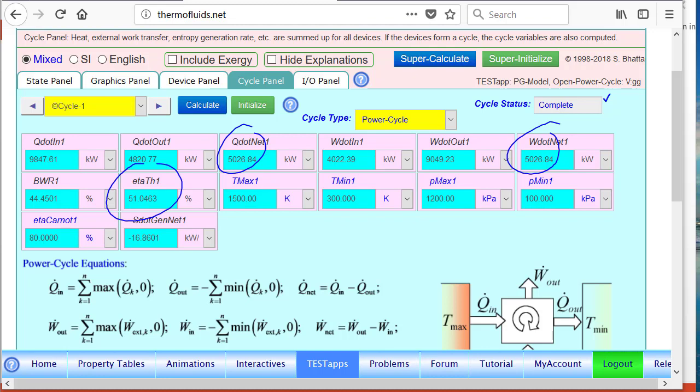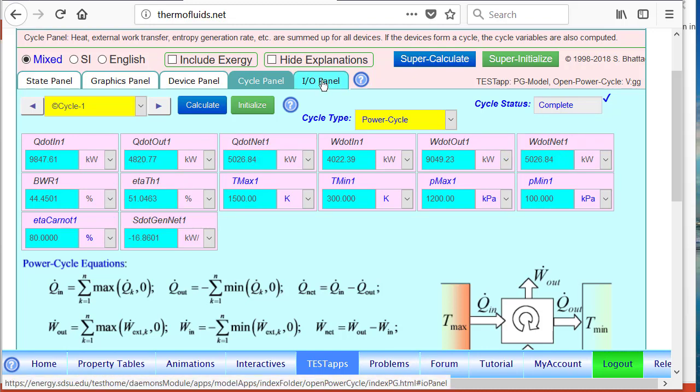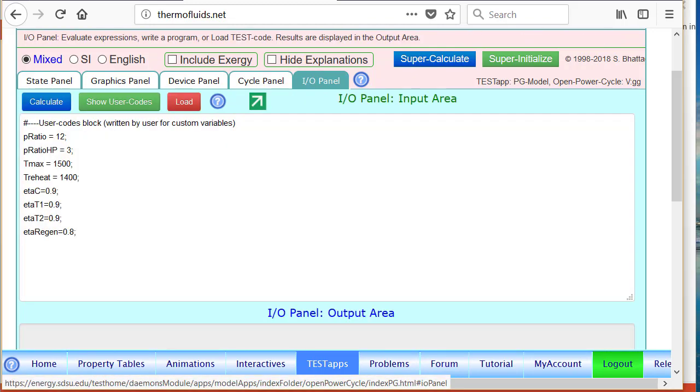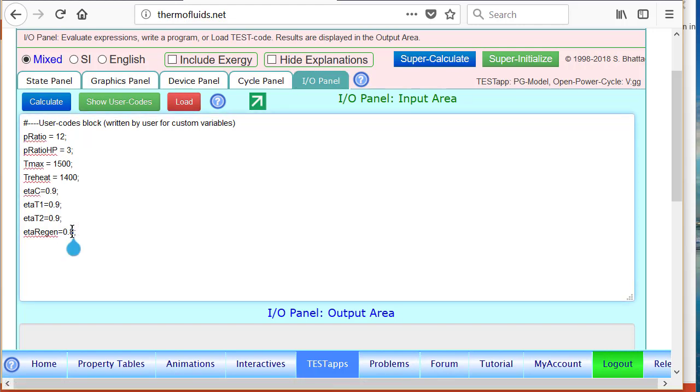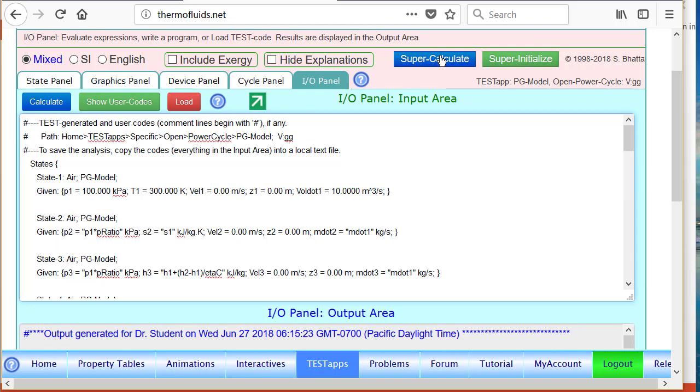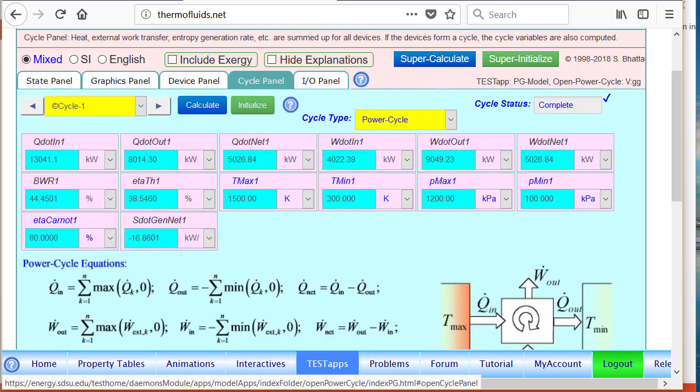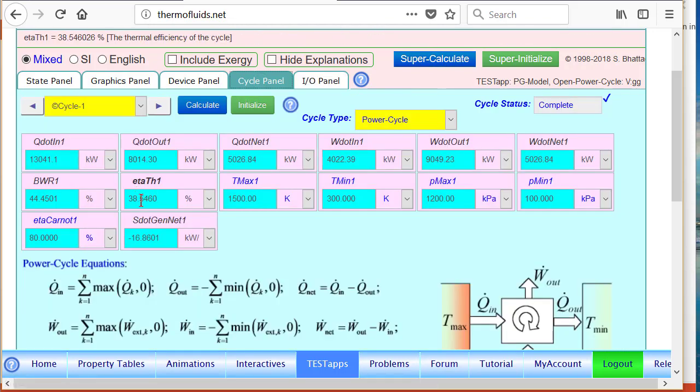To do a parametric study, it's quite simple. We can just go to the I/O panel, and suppose there was no regenerator in this problem, we could just say the regenerator efficiency is 0. We register the change and do a super calculate, and that's it. We come back to the cycle panel, and notice the thermal efficiency has been drastically reduced because there is no regenerator.